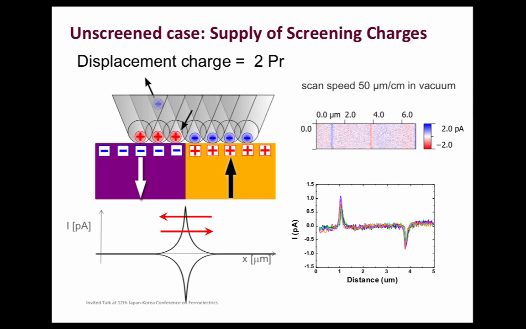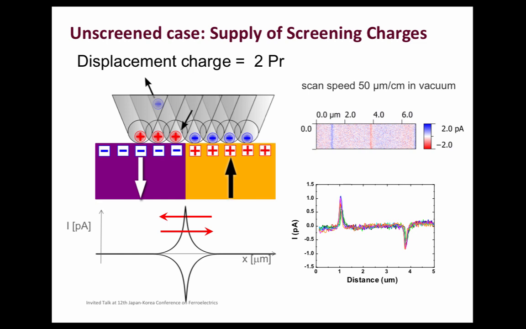Another mechanism one can probably think of is when you have an ideal surface without screening charge, you only have unscreened polarization in vacuum, for example, and your tip is the only source of giving the screening charge. In that case, it is not scraping. Now you are supplying the screening charge, and upon meeting the boundary, you will spit out the screening charge for one domain and accept the other screening charge. So you will have a switching event in space.